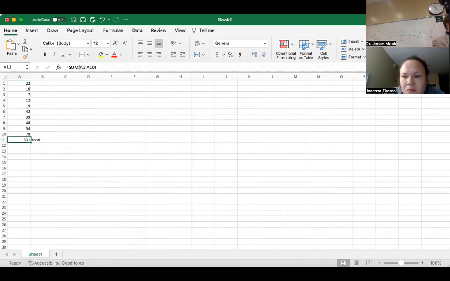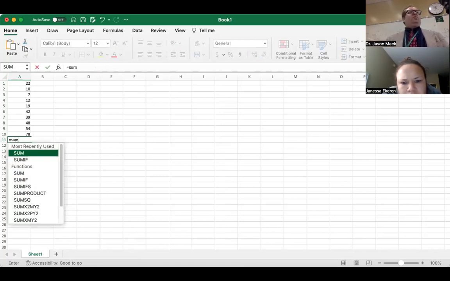So what you can do is highlight these and click auto sum, and it does it for you. Now, if you want to be fancy, you can type in equals sum, and then give a range of the numbers like that, and it'll still give you that. So how are we going to find the average? Did this thing do the average as well?